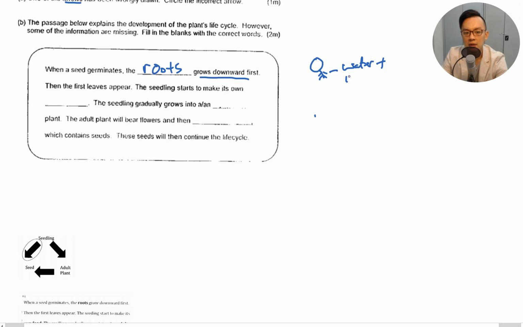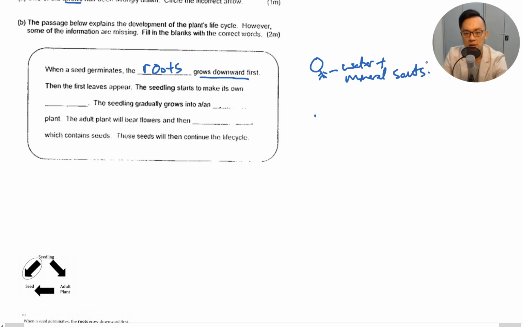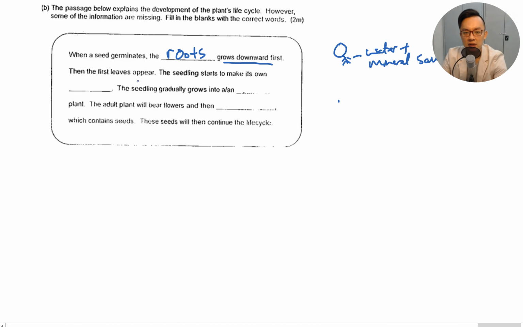The passage below explains the development of a plant's life cycle. However, some of the information is missing. Fill in the blanks with the correct words. When a seed germinates, what grows downwards first? It's the roots. So when a seed germinates, the roots will grow downwards first to absorb water plus mineral salts. Then the first leaves appear.